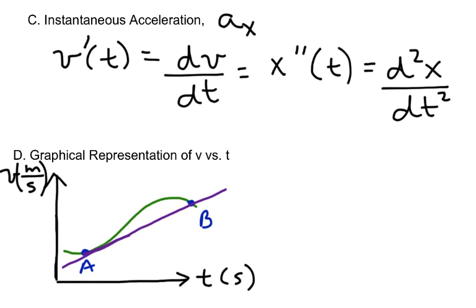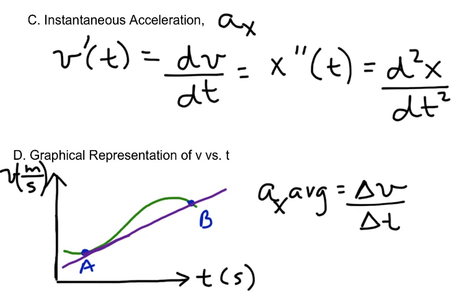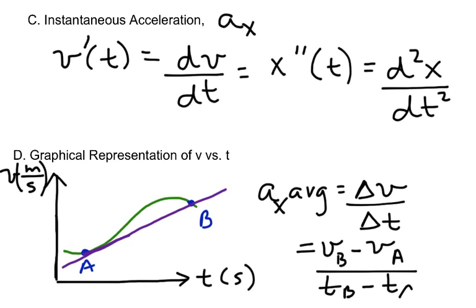So here we are, and so my acceleration, we'll say in the x direction, my average acceleration will be my change in velocity over my change in time, or that will be my velocity at B minus my velocity at A, divided by the time at B minus the time at A. Of course, this is also known as the slope of my purple line.